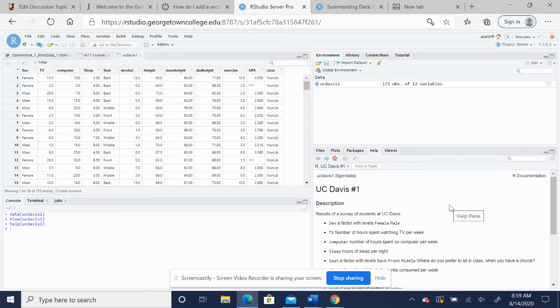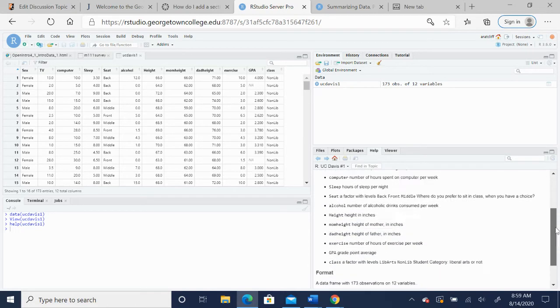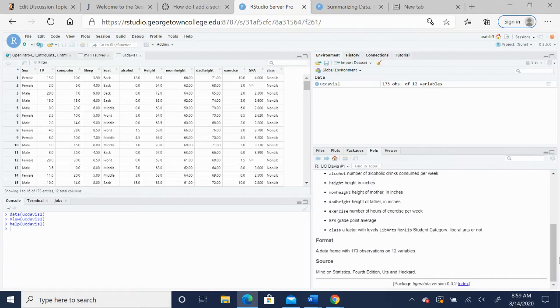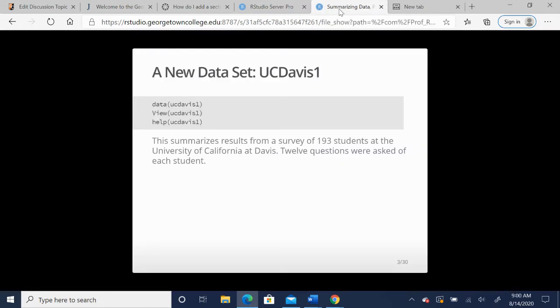Now, just like we talked about in class, it's going to be very important that we always have our help file open. Otherwise, we will not understand what these headings mean. They're just abbreviations right now. Having our help file open is going to help us determine what we're looking at. So if I'm looking at UC Davis 1, I have a survey of students at UC Davis, 173 observations, so that means 173 individuals on 12 variables. So I had 173 students, and I asked 12 pieces of information from each one of them.